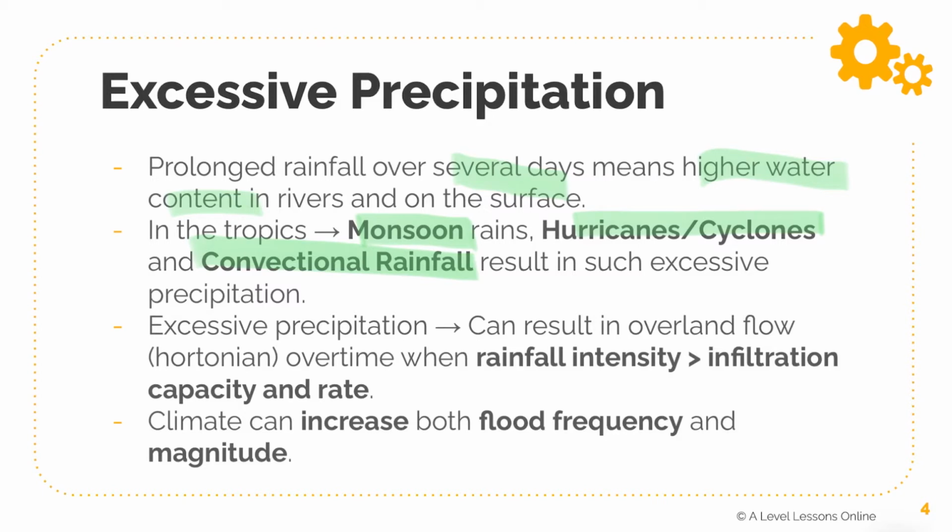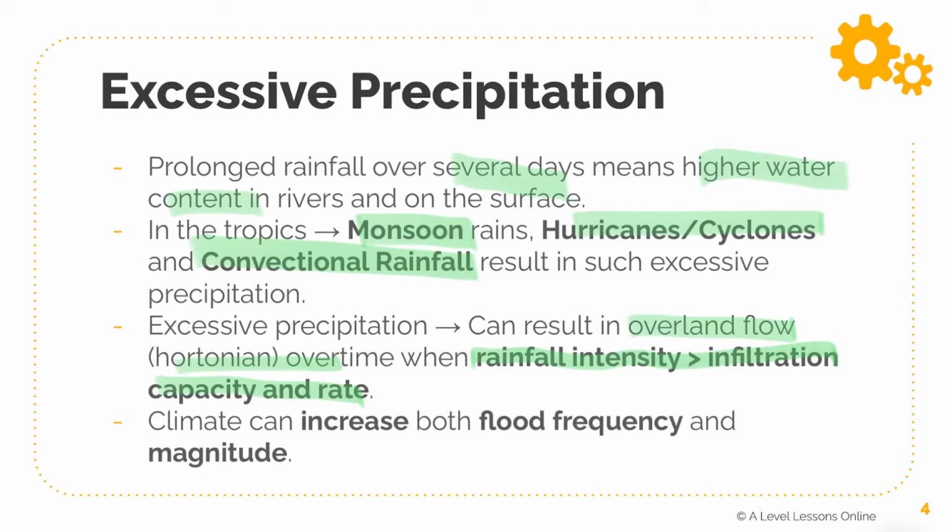When there is excessive precipitation, brought about by these various factors, it can result in overland flow, your Hortonian overland flow. I've gone through this before, so go check out my previous video. I think it's on flows and storages, on what HOF is all about. When rainfall intensity exceeds infiltration capacity and the rate of infiltration, it would result in this thing called the overland flow. Some of you may call it surface runoff.